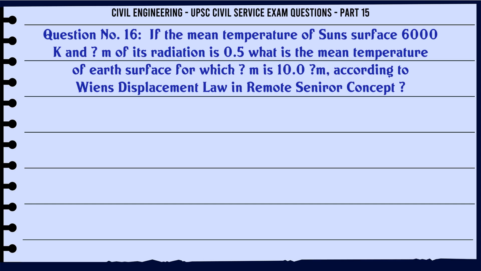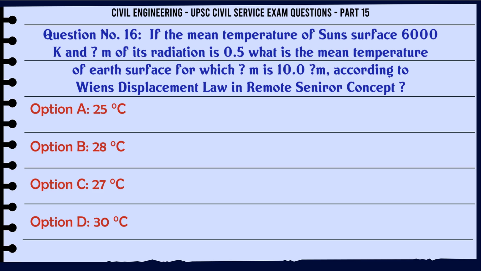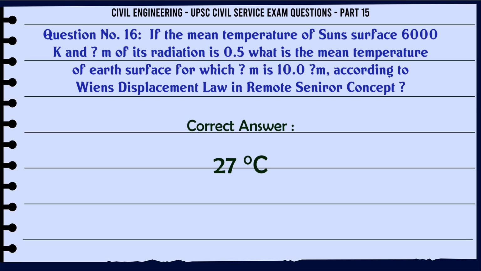If the mean temperature of Sun's surface is 6000 K and λm of its radiation is 0.5 µm, what is the mean temperature of Earth's surface for which λm is 10.0 µm according to Wien's Displacement Law in Remote Sensing concept? A. 25 °C. B. 28 °C. C. 27 °C. D. 30 °C. The correct answer is 27 °C.